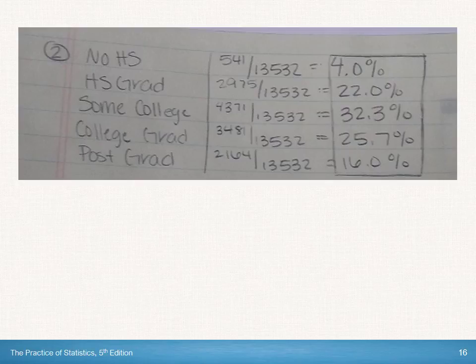So those are our marginal distribution of education in terms of percent. We looked along the margin, used the totals, found the percentages for only education. We don't care if they voted for Bush or Kerry at this point. And now we're going to move to question 3.